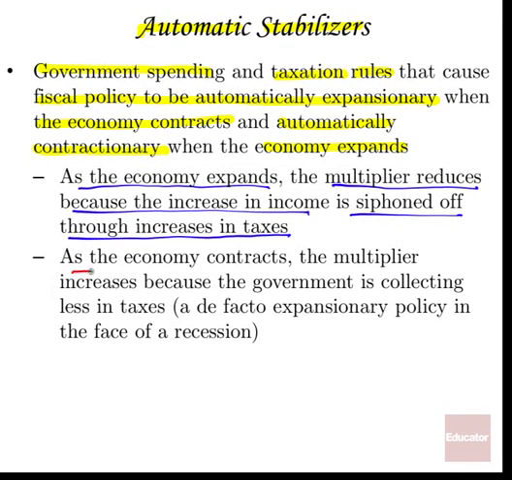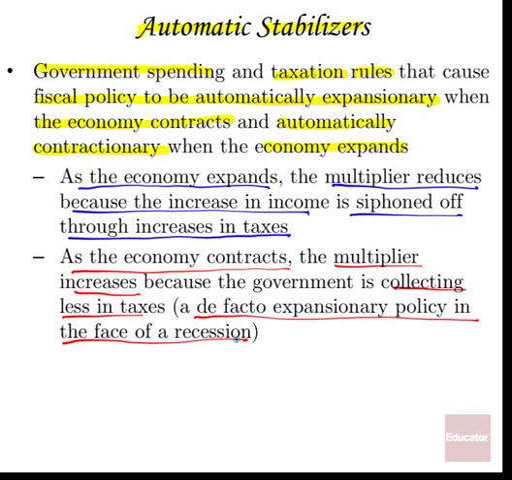Now, conversely, as the economy contracts, the multiplier increases because the government is collecting less in taxes, which is a de facto expansionary policy in the face of recession. So what's going to end up happening is that you have a recession, so people aren't doing well. There's going to be an increase in government transfers, right? People get more unemployment benefits. That's a huge boost to the economy. So in bad times, a lot of expansionary fiscal policy measures will kick in. That's going to boost the economy when we're in a recession.